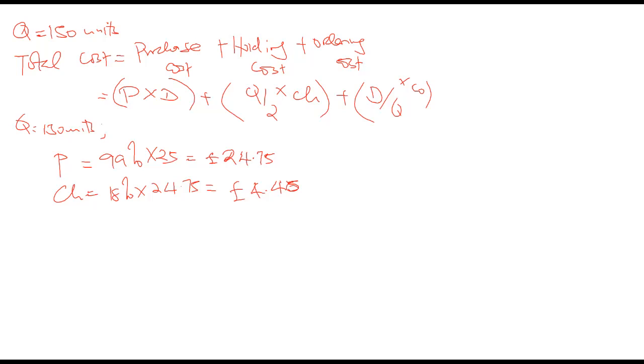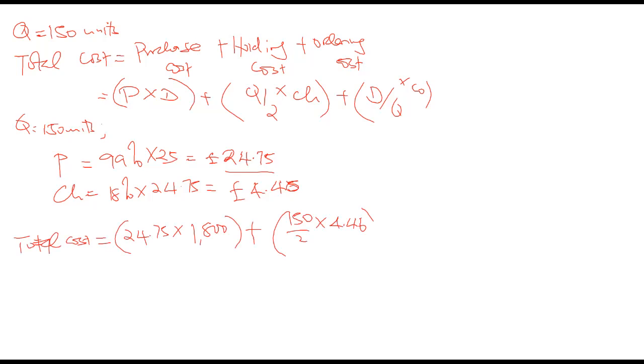Which means the total cost, if Q is 150, will be equal to the price, now 24.75, times annual demand, which remains 1800 per year, plus holding cost, 150 divided by 2 times 4.46, plus the number of orders per year, annual demand 1800 divided by Q of 150, times the cost per order, which remains at £2. That is the cost in case our Q is at 150.